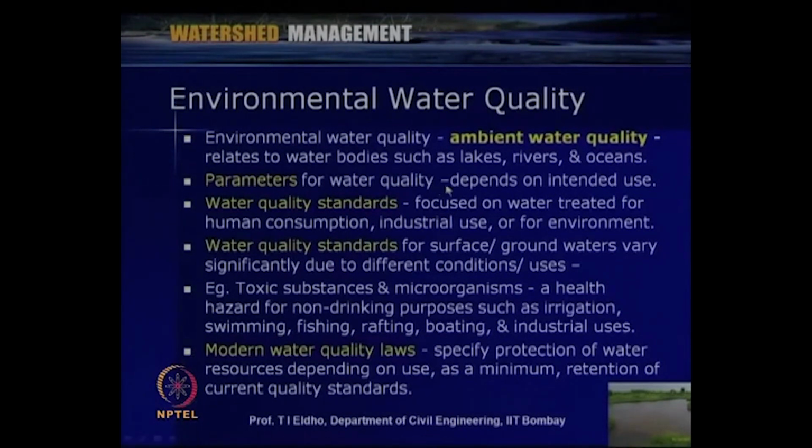So parameters for water quality, as we discussed earlier, depend on the intended use. For example, if you are using water for drinking purposes, then the guidelines which we will be setting for various parameters will be different than if we are using it for agricultural purposes. So we have to mention water quality standards depending upon the intended use.